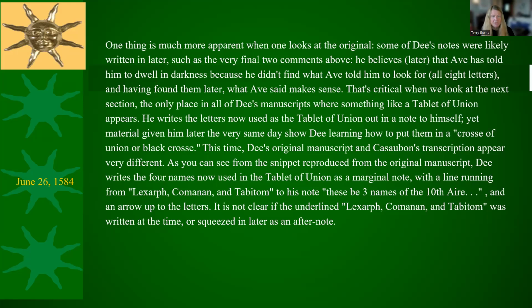So obviously, Dee has written down an original, gone and done something else, or he and Kelley have gone and done something else. Who knows how much time has passed, and then he's come back and written in this marginalia. So that becomes really critical when we look at the next section, which is the only place in Dee's manuscripts where something like a tablet of union appears. Usually Casaubon's transcription isn't that different, but it is at this point.